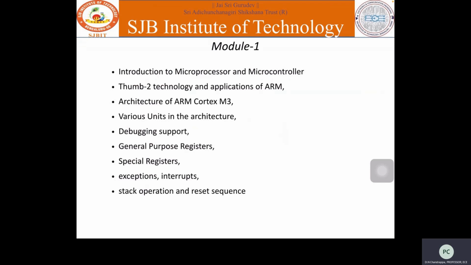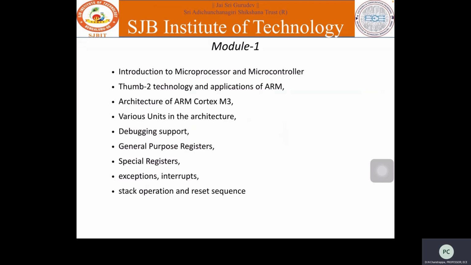Then I'll come to microcontrollers. A microcontroller is made up of a microprocessor along with some additional components or devices. For example, a microprocessor doesn't have inbuilt memory, but a microcontroller has inbuilt memory. A microprocessor doesn't have inbuilt peripherals. A microcontroller has inbuilt peripherals. A microprocessor doesn't have inbuilt timers or counters, but microcontrollers have inbuilt counters and timers.